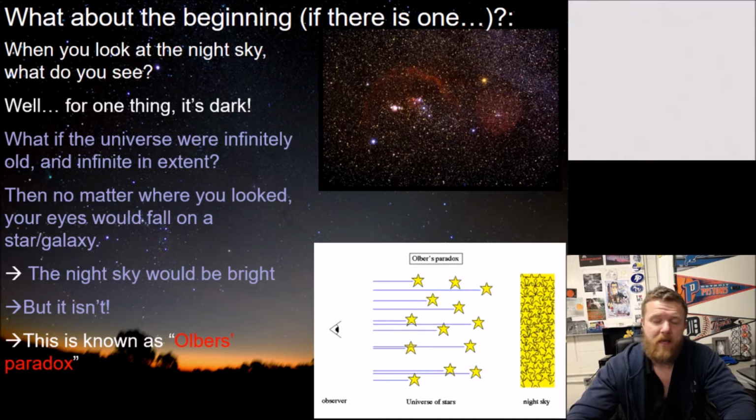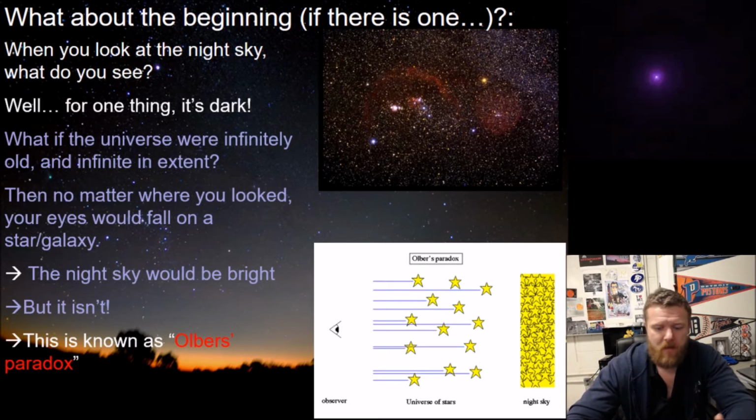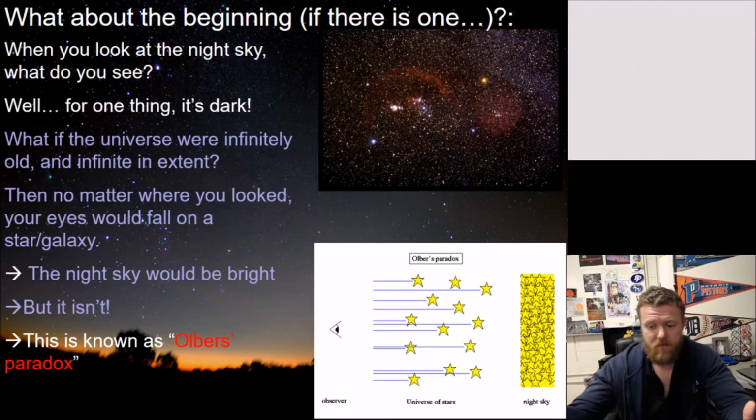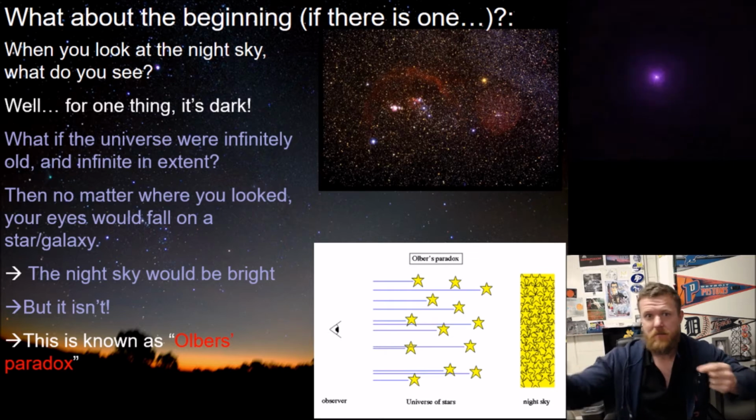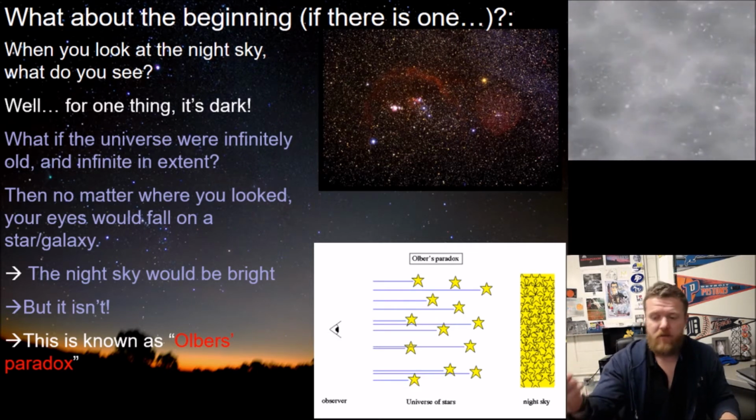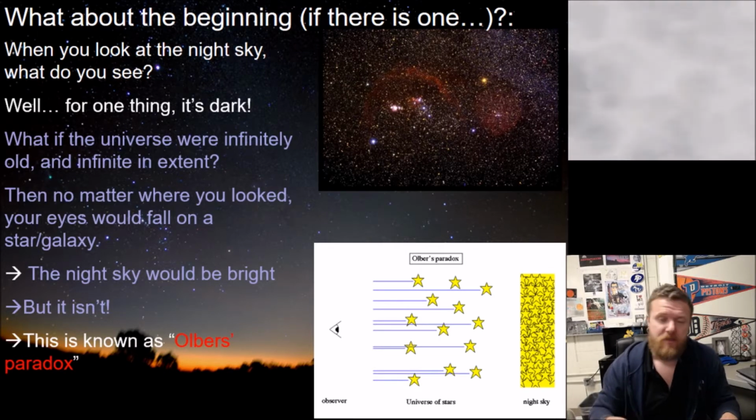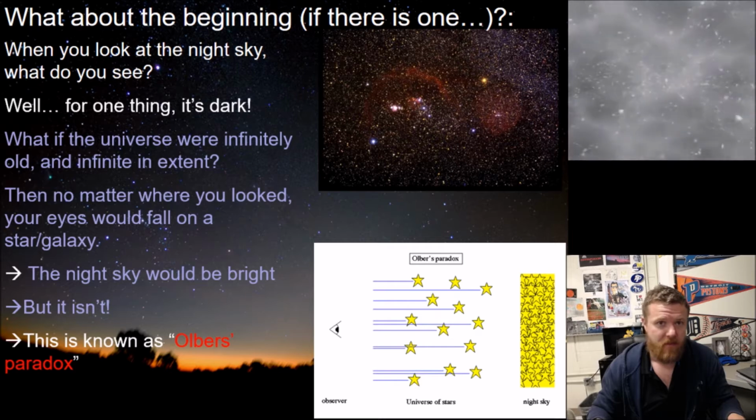Heinrich Olbers was an astronomer back in the 1800s, and he thought to himself, if the universe is infinite, no matter where I look, there should be a star at some distance. If the universe is infinite in age, then light will have had time to get to my eyes, and I should see light every single place that I look in the night sky.